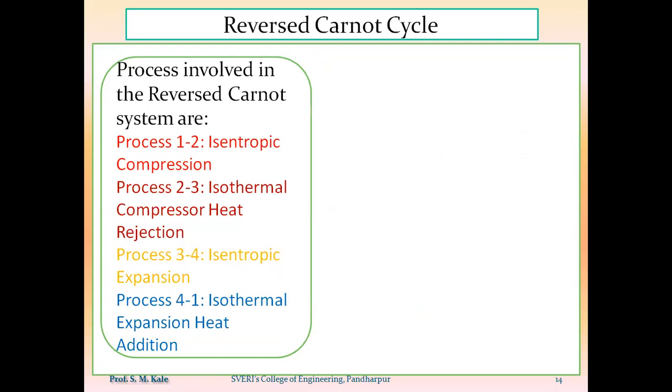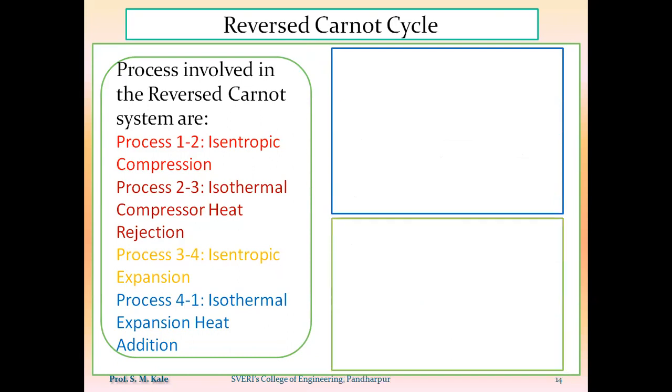I have told you how to draw the PV as well as TS diagram for those processes. Whenever we want to draw the PV and TS diagram, we have to see the effect of those processes on four parameters. The first is pressure, the second is volume, the third is temperature, and the fourth is entropy. By seeing the effect of those processes on those four parameters, we have drawn all four processes on the PV as well as TS diagram.